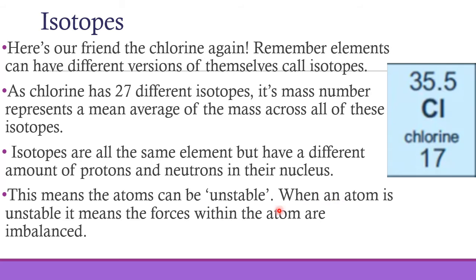Now, when it says the forces within the atom are imbalanced, it means that an atom by nature is always trying to become balanced. It's always trying to get all those numbers the same for the protons, neutrons, and electrons. So for an unstable atom, it's always trying to eject a proton or a neutron out of its nucleus. And then it's stable.